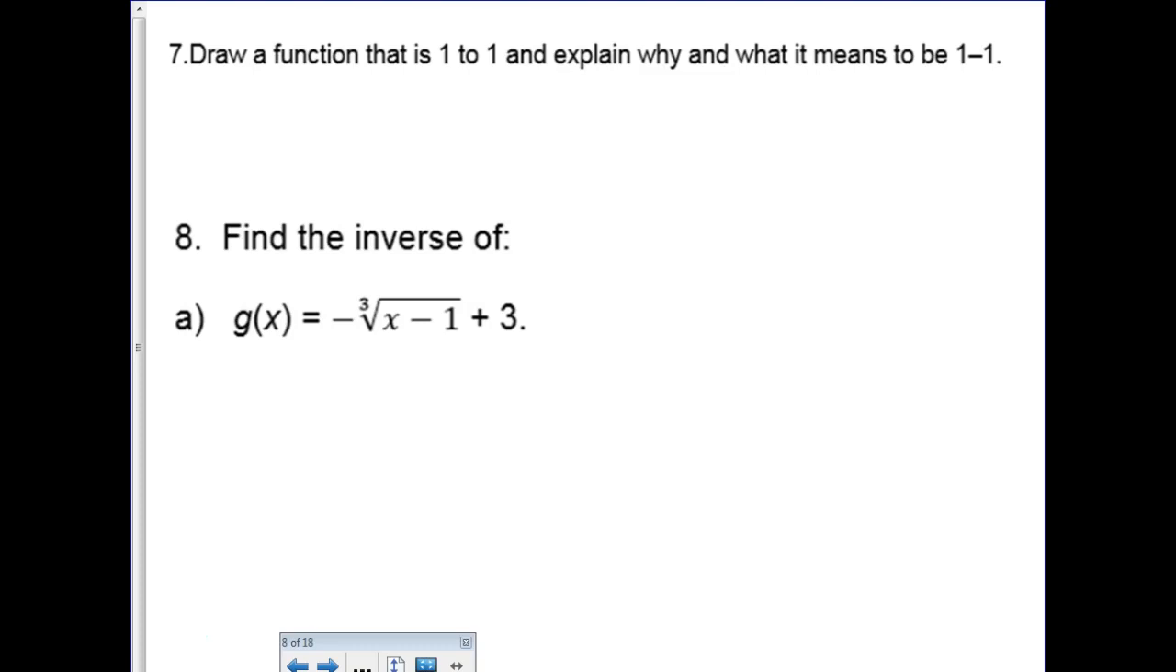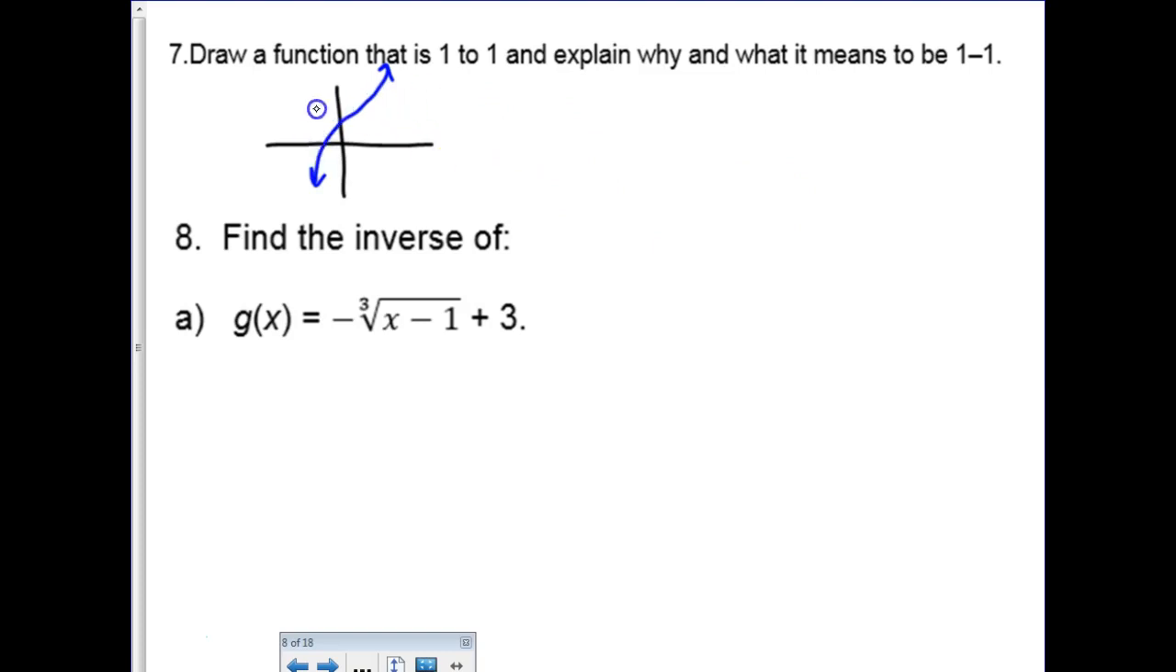Draw a function that is 1-to-1 and explain why and what it means to be 1-to-1. So you're going to show me some words that involve tests. What two tests are we applying for it to be a 1-to-1 function? A vertical line test and horizontal line test. So the easiest one I can come up with is just a normal cubic function. I called it a function, which was a bit of a spoiler.